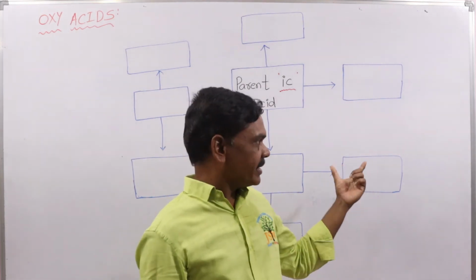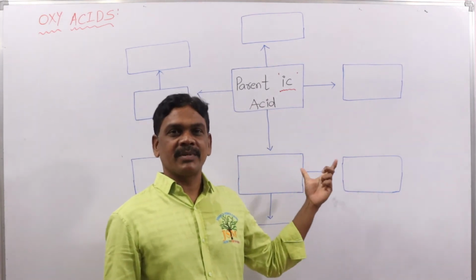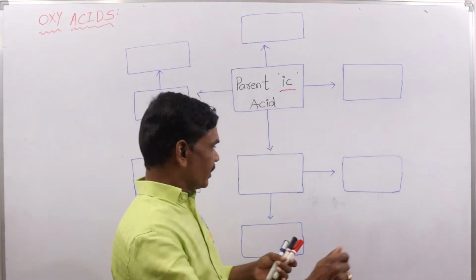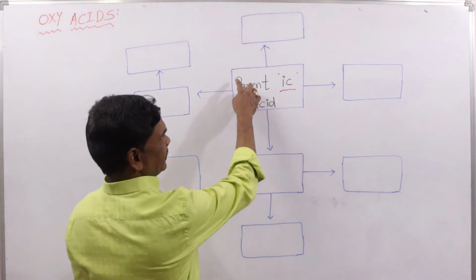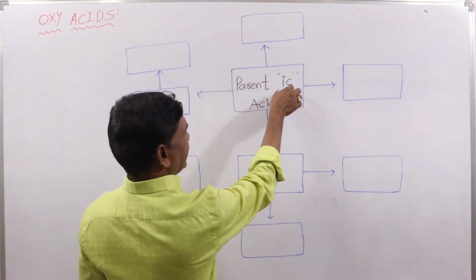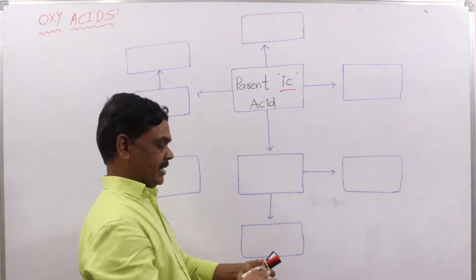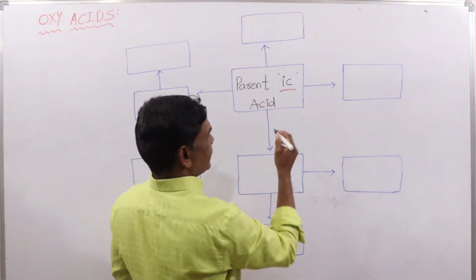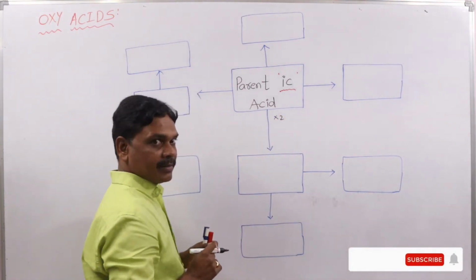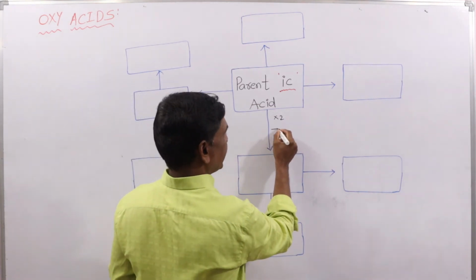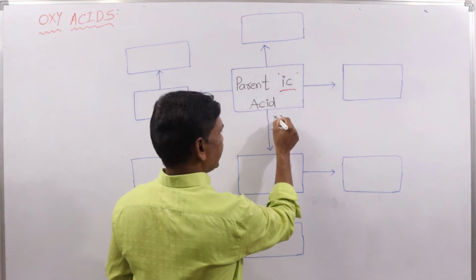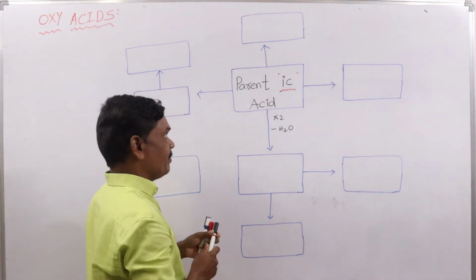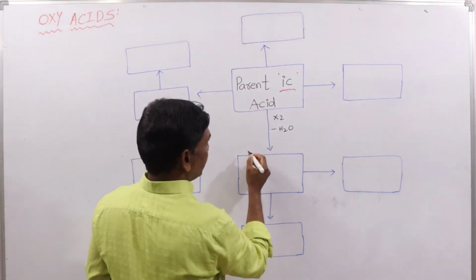So let us discuss how to remember all forms of oxy acids of an element very easily. In this diagram, the central box indicates the parent -ic acid. From this parent -ic acid, it is multiplied by 2 and followed by removal of one water molecule, and we are getting a form that is pyro -ic acid.